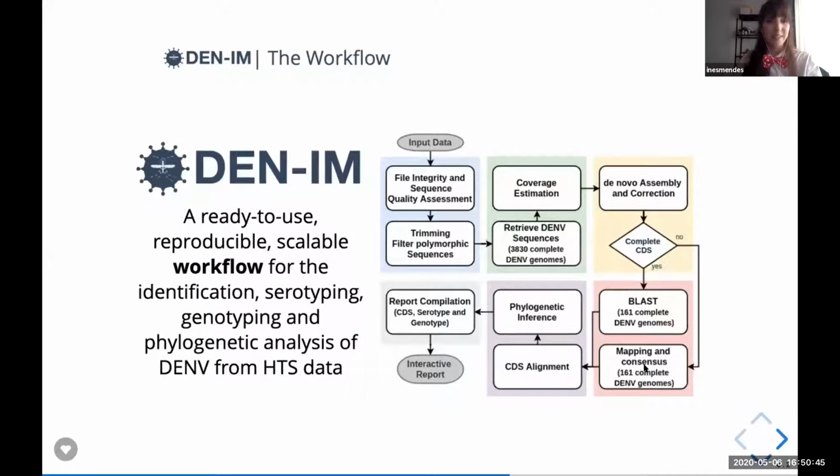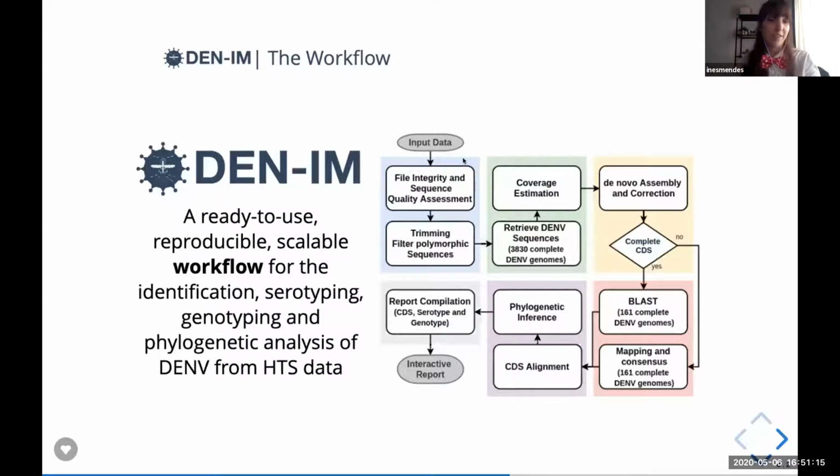And that something is DENIM. So DENIM is a Nextflow workflow. So you need Nextflow to run it. And it does several steps. So you can go from your raw data to a complete CDS assembly, to a genotyping and serotyping, to an alignment, and then get a tree. So I can break this down into several steps.